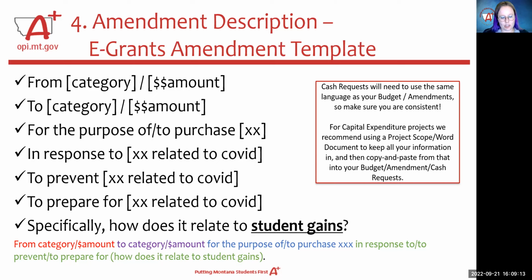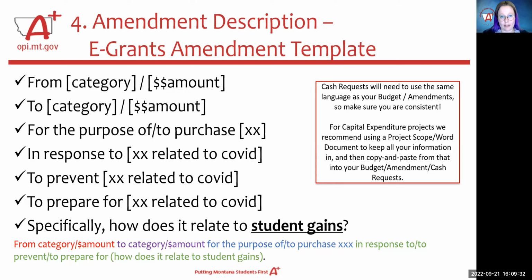And then these last check marks here are how it relates to the grant. How does it relate to preparing, preventing, or responding to COVID or the effects of COVID? And specifically, how does it relate to student gains? How do your students benefit from the changes that were made in this amendment?